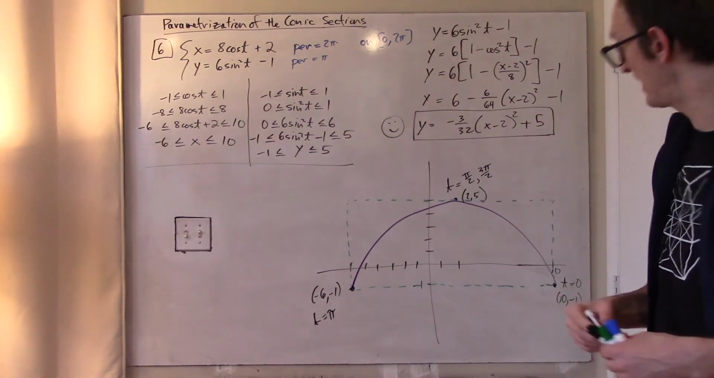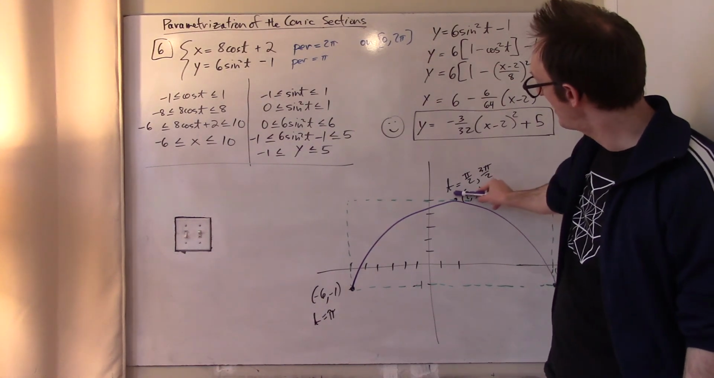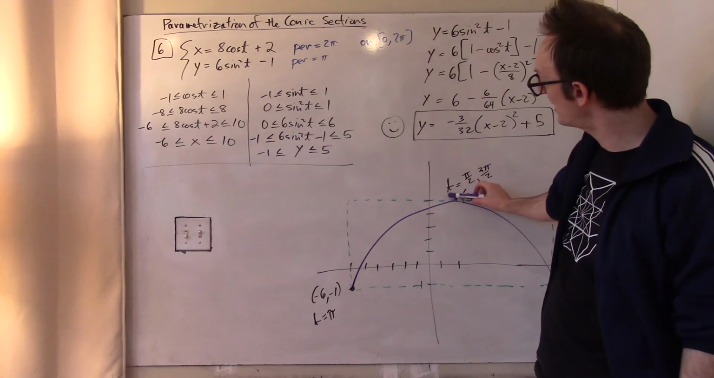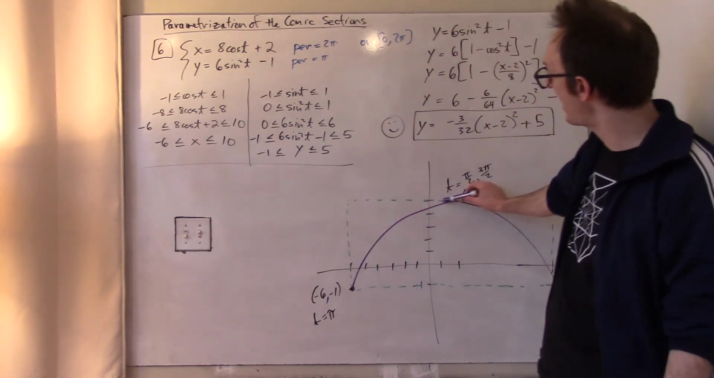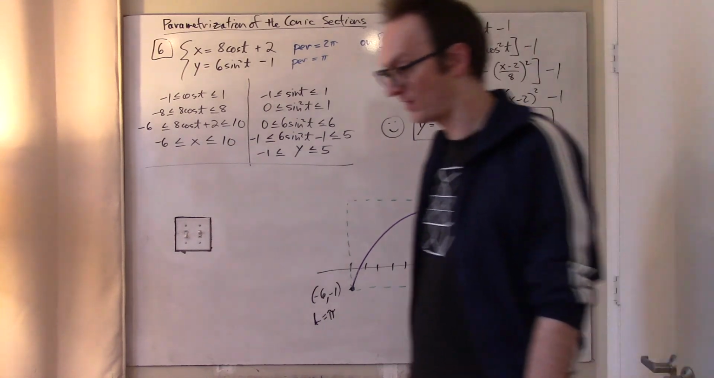So what is this thing doing? It's starting here at t equals 0. It's going up here. By the time I get to pi over 2, I'm here. Then back here for pi. Then back here for 3 pi over 2. Then back here for 2 pi. And it's just going to repeat that back and forth forever.